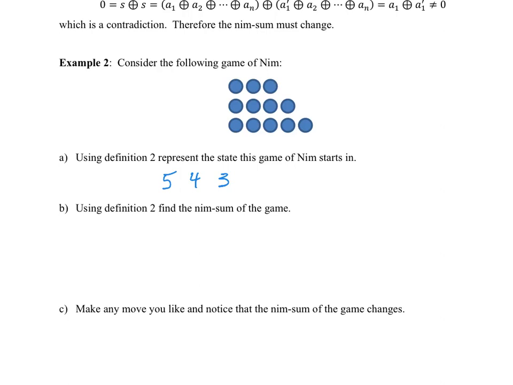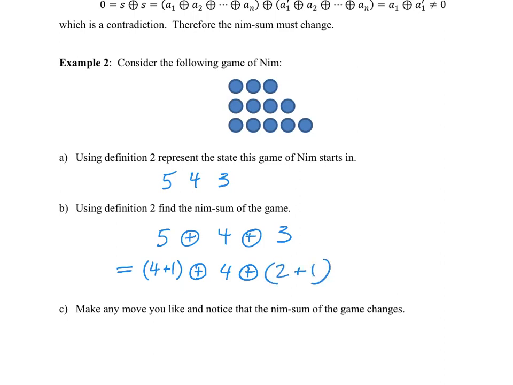Then there's the Nim sum of the game as we defined above. So that is calculating 5, Nim summed with 4, Nim summed with 3. So 5 is 4 plus 1, Nim summed with 4, and Nim summed with 2 plus 1. So we look for any pairs to cancel out. We see two 1s and two 4s. There's just a 2 left over. So that is the Nim sum of our game.